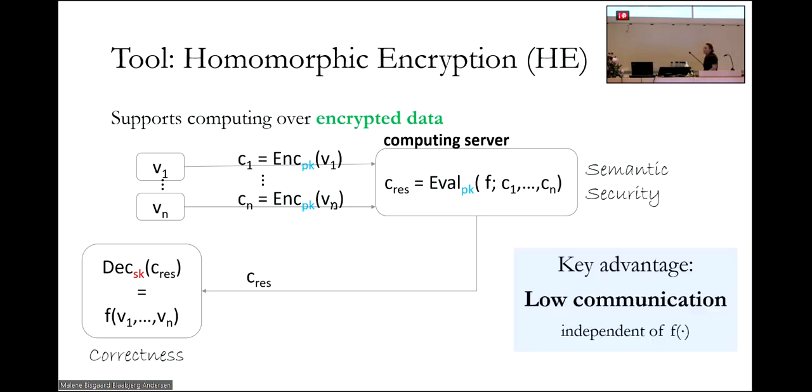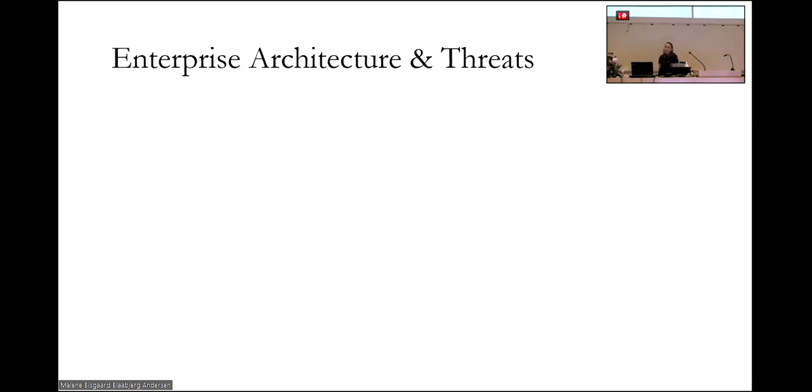The key advantage that we want to take advantage of is the low communication. All of this is independent of the function we want to compute, and the function can be very complicated. To understand how we can deploy it, we first need to understand what the real-world enterprise architecture of big companies looks like.